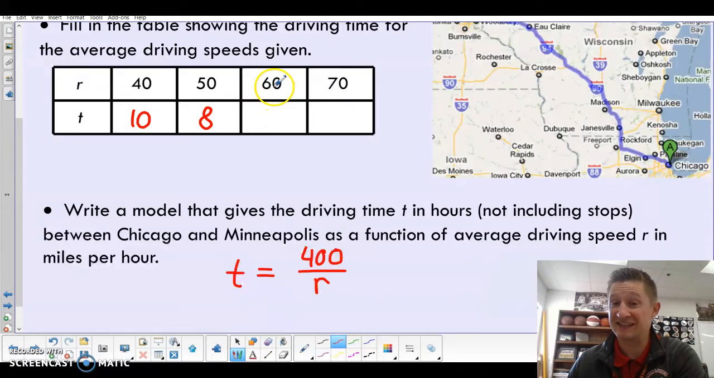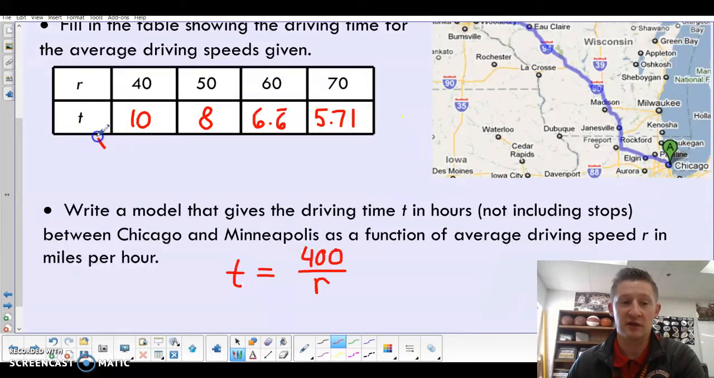I can get up to 60 miles an hour for my average. Well, divide that. It's going to be 6.6 repeating. We'll go 6.6, put a bar over the top of it. Okay. And then if I were to somehow average 70 miles an hour, then I could do it in about 5.71. Okay. You can plug that in and check me out on that.